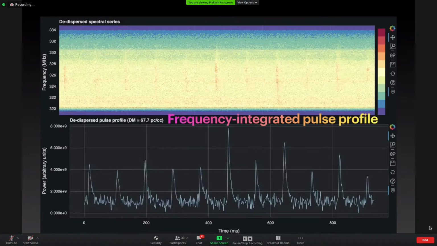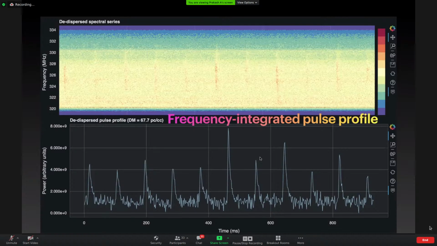So what you can do is you can combine all this contribution in time, in frequency. The plot at the bottom is essentially where contribution from all different frequencies have been added. So the two-dimensional matrix on the top has been collapsed along the y-axis so that you can see the pulses. So these are the pulses from the Vela pulsar.